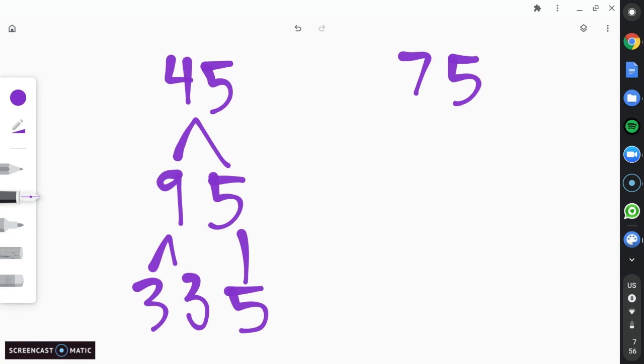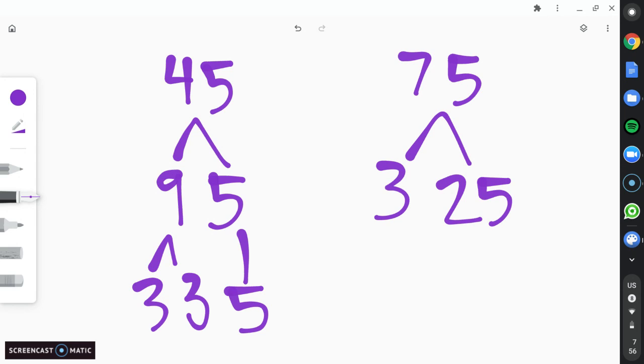75, that one might be a little bit more confusing to get to, but I like to think of it the way you think of money. So if you have quarters that are worth 25 cents, 1 quarter is 25 cents, 2 quarters is 50 cents. 3 quarters is 75 cents. So 3 times 25 equals 75. You may have also gotten 5 times 15. That definitely works too. Okay.